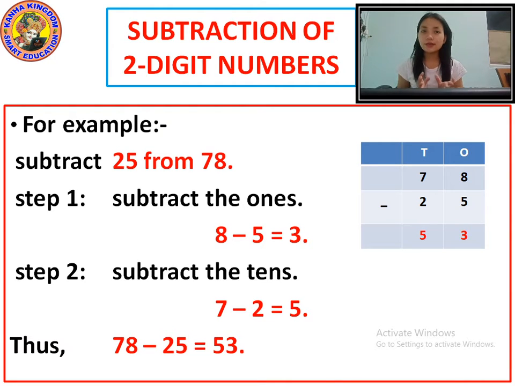So this step is subtract the ones. We have to subtract the ones. So it's clear that we have to subtract 5 from 8. So we have to subtract 5 from 8.